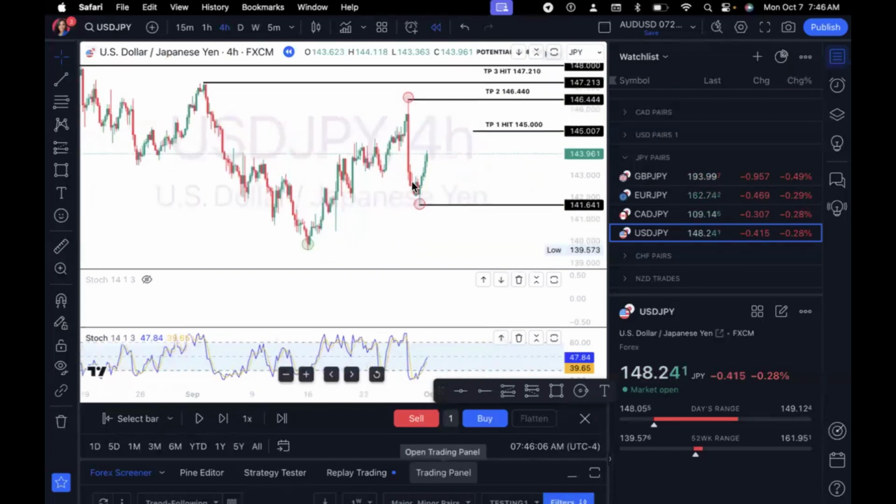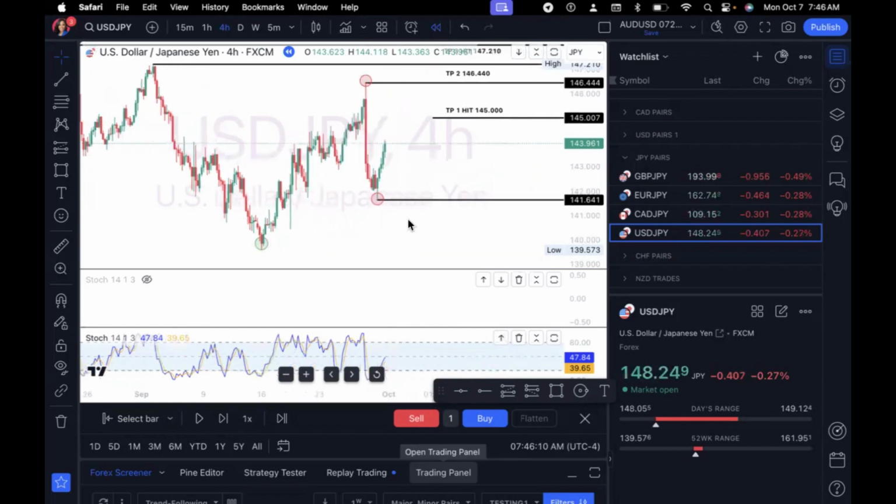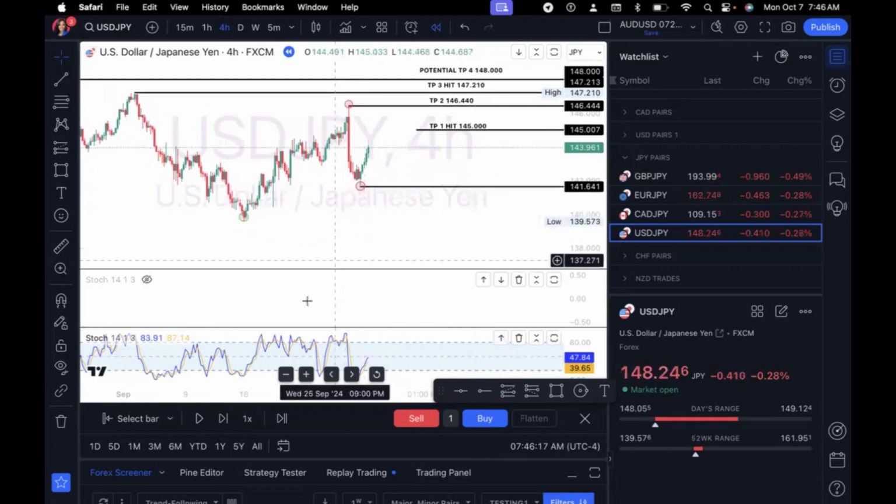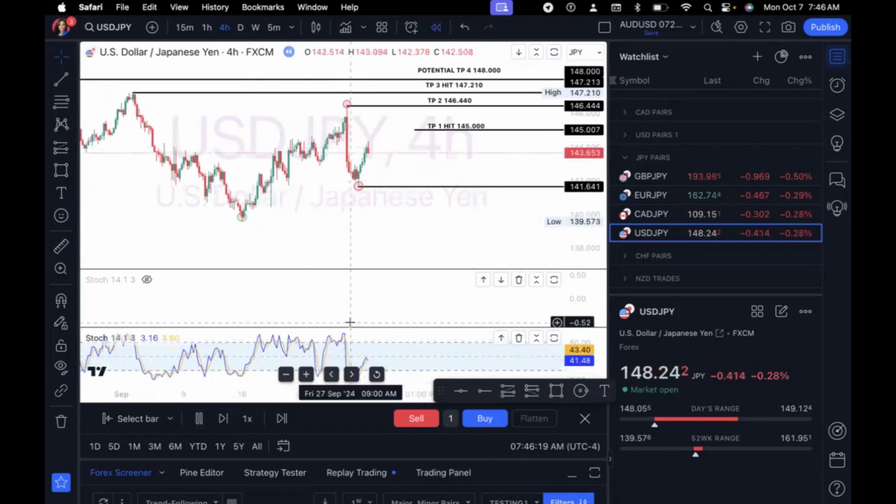So when we come over here, right, and we have our market structure pushing up, plus we have our bullish confirmations on the stochastic, I set my TPs at previous highs. And we're just going to go ahead and see what happened.